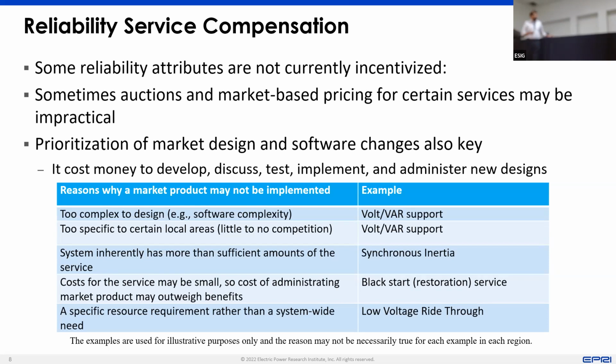And similar to that, it might be that the cost of the service is small enough that the benefits of administering a market may not outweigh the costs. And then it could be more of a grid code, rather than a specific system need. So a lot of different reasons why there's variation there.